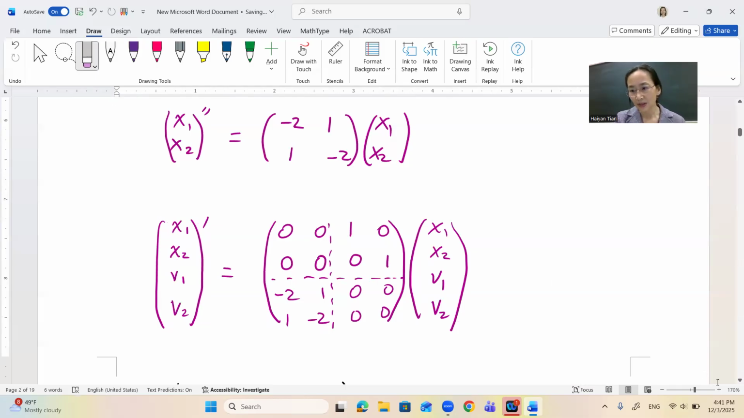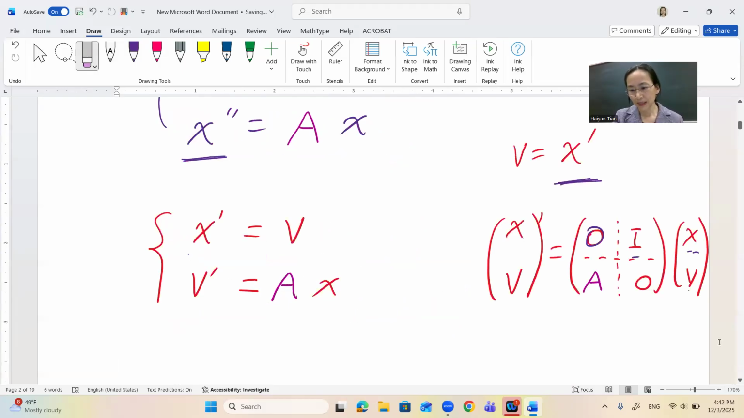But the system is, instead of two equations, we have four now, four equations, and also more variables. In addition to the known displacement functions for each mass, we also have the unknown velocity of each mass. So now a two-body problem becomes a system of 4 equations of first order.